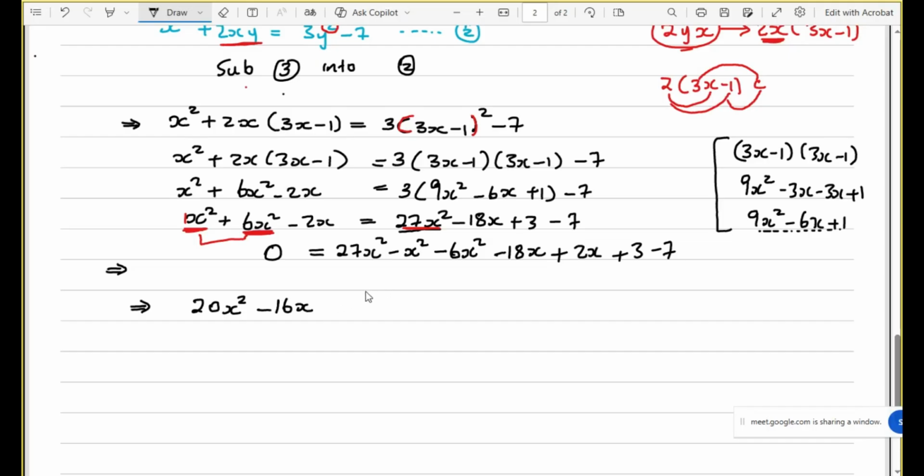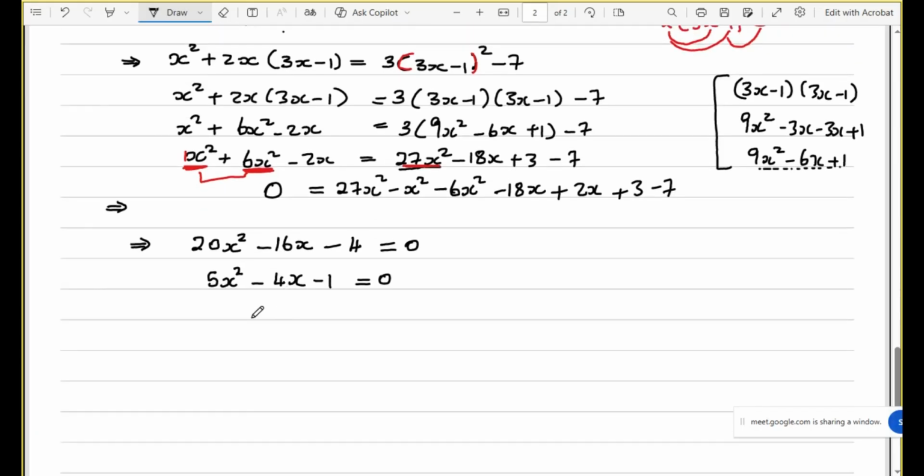Then I have 3 minus 7. What is it? 3 minus 7 gives me minus 4. And this is equal to 0. So now, can we divide everything by that 4? Yes, we can divide everything by 4. This will give us 5x squared minus 16 divided by 4, that's 4x, minus 1, it's equal to 0. Then it's easy for you to factorize something like this.